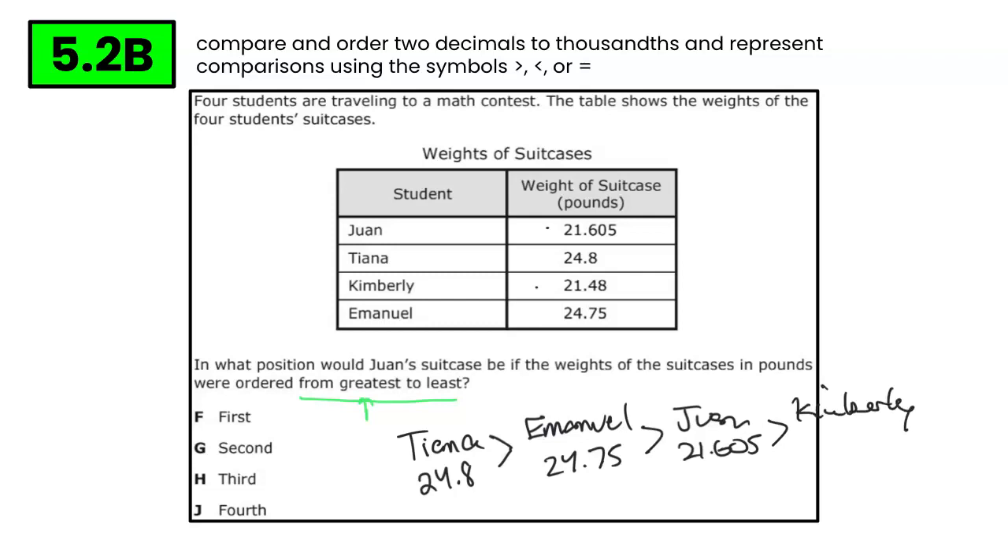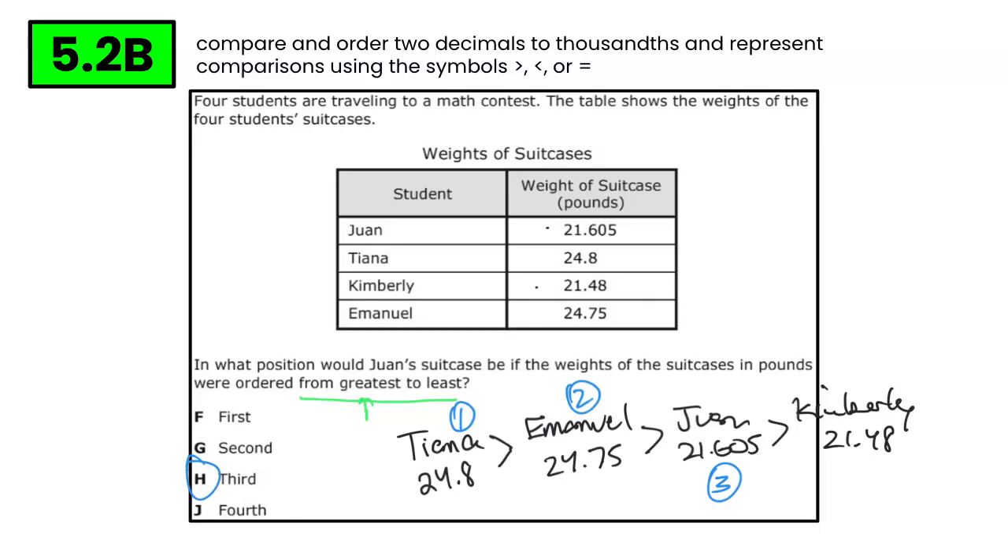And at this point, we have enough information to answer the problem. 21.48 would be the number for Kimberly. And so what we see is that Tiana is first, Emmanuel is second, and Juan is third. And so third is going to be the correct answer in this particular case.